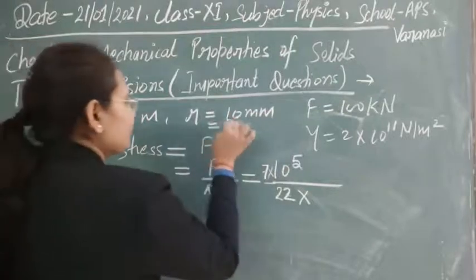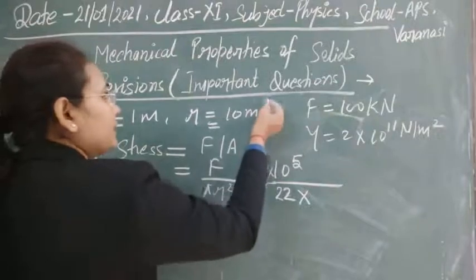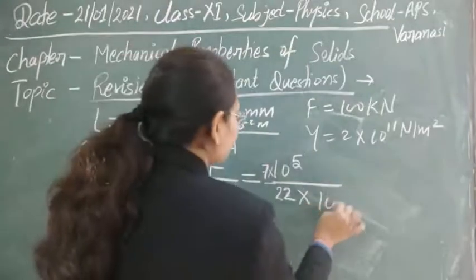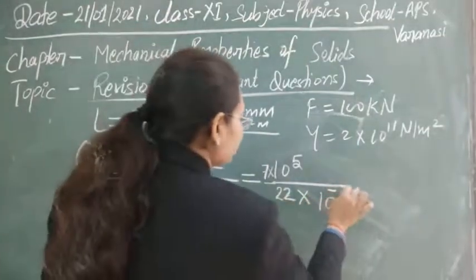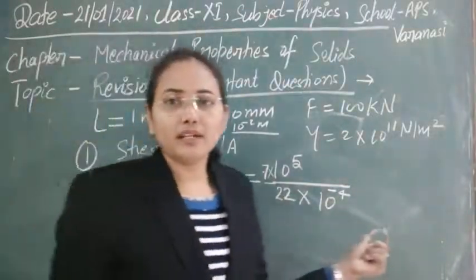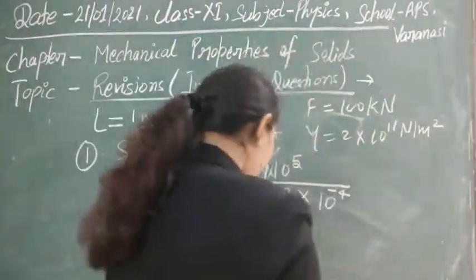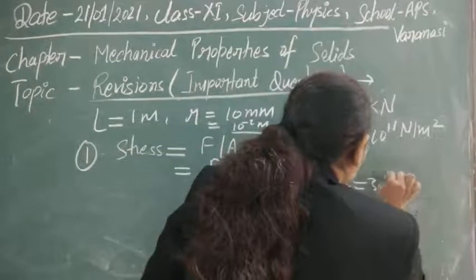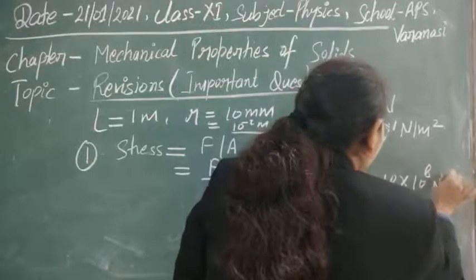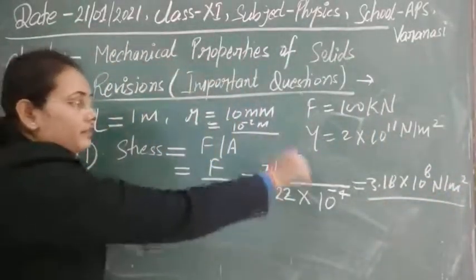If you solve it and convert it into meters, then it will be equal to 10 power minus 2 meter. So we can put its value here, which will be 10 power minus 4 after squaring. After that you can solve it, and that will provide the value of stress. After calculation, the value of stress obtained here is 3.18 into 10 to the power 8 Newton per meter square. So this is the value of stress that we got after this calculation.